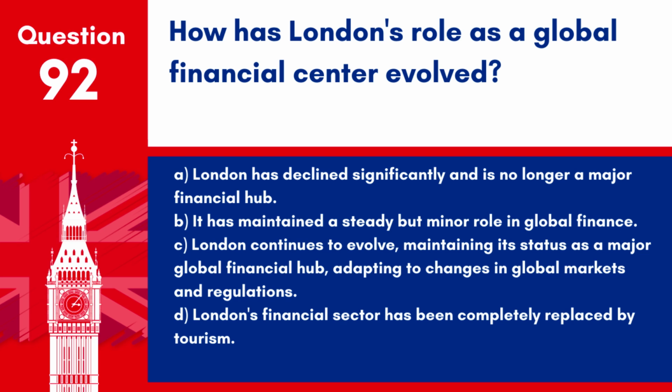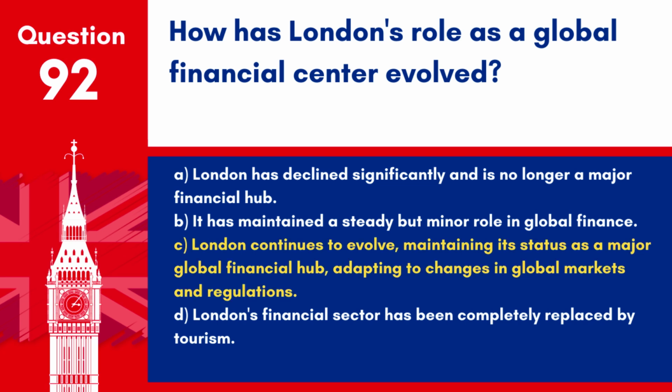A. London has declined significantly and is no longer a major financial hub. B. It has maintained a steady but minor role in global finance. C. London continues to evolve, maintaining its status as a major global financial hub, adapting to changes in global markets and regulations. D. London's financial sector has been completely replaced by tourism.